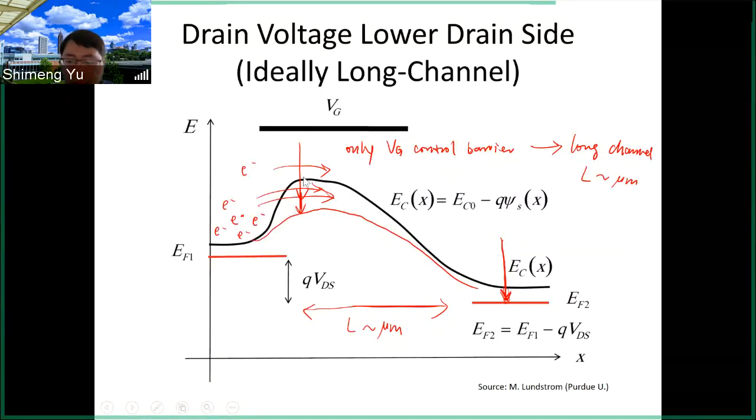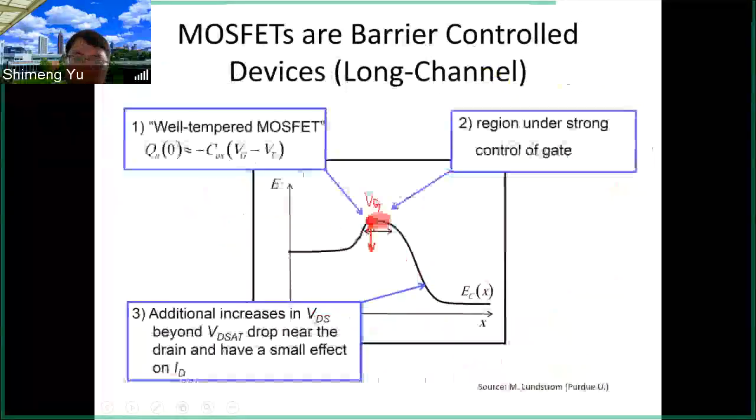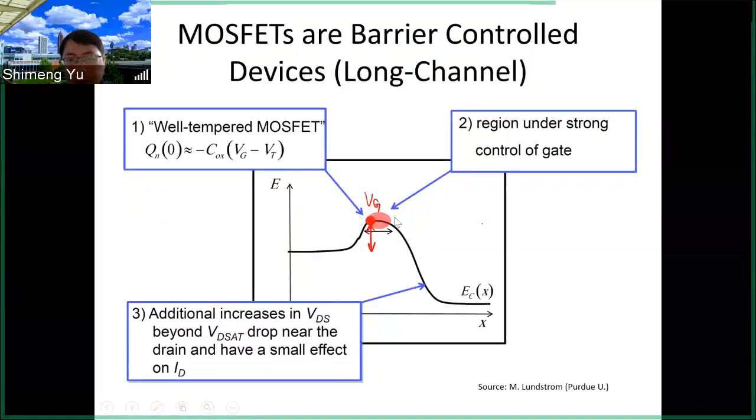So basically, the transistor is a gate-controlled device, and the gate controls the barrier height between the source and the channel. So if you apply gate voltage, you are going to push down the band, and then more electrons can move over. That means larger current. So this is the band diagram point of view of the MOSFET.